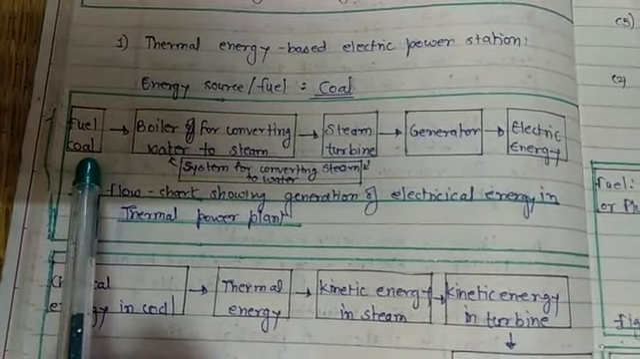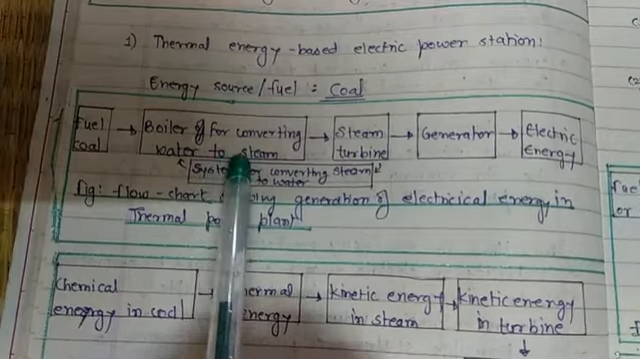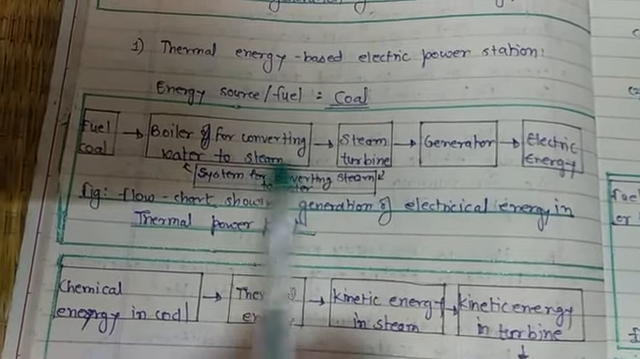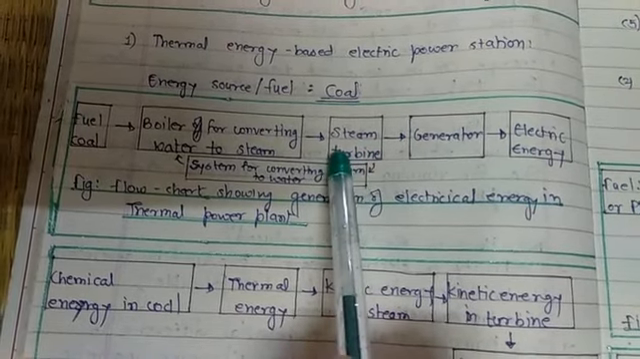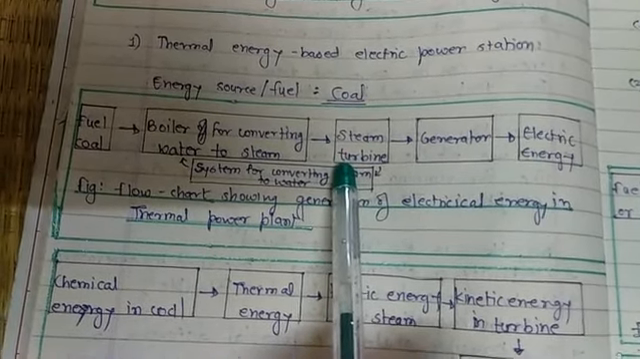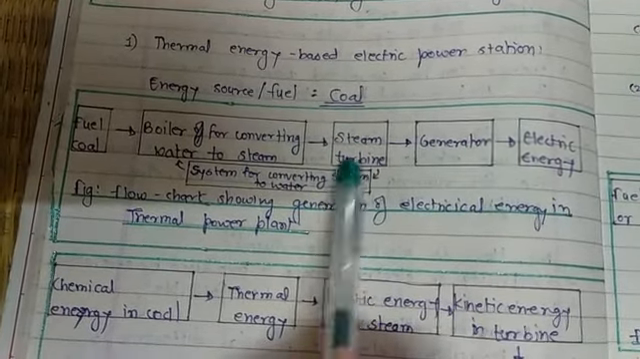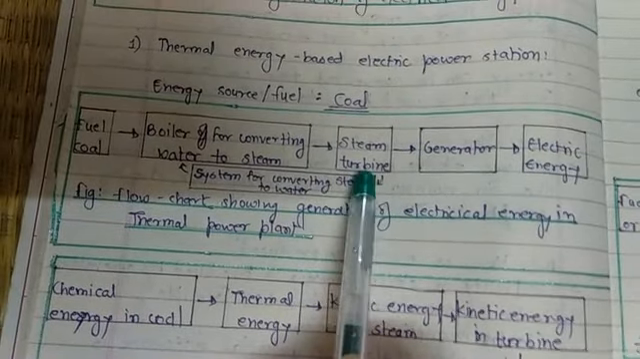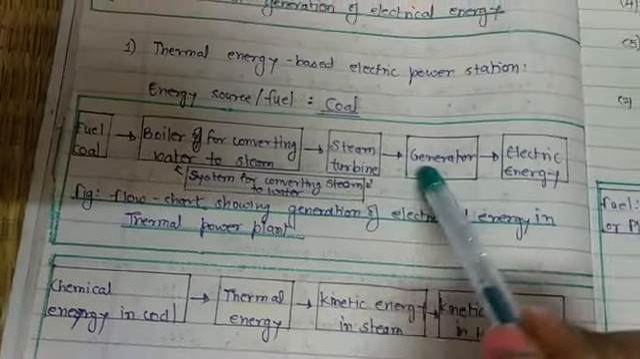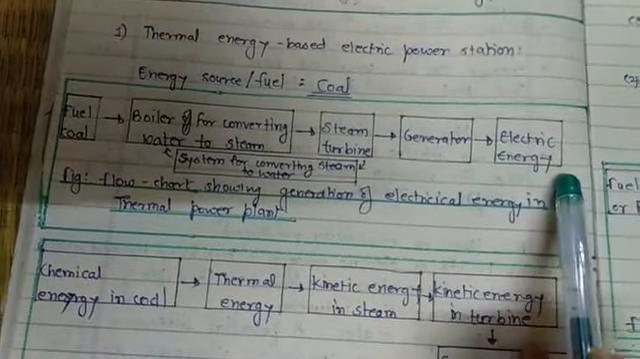Now coal is burnt, and this burnt coal heats water. The water is heated to such a high temperature that it is converted into gas, steam. This steam, which is under high pressure, is then pushed on the turbine. The steam moves the turbine. The turbine is then connected to the generator, and this is how electricity is produced.